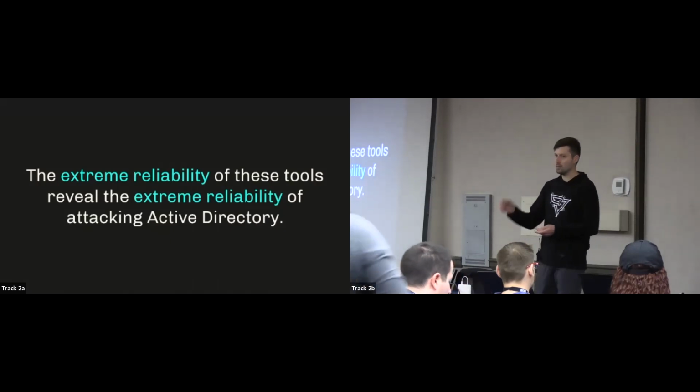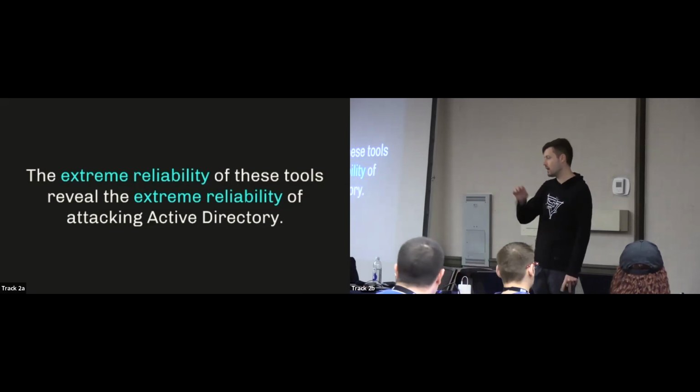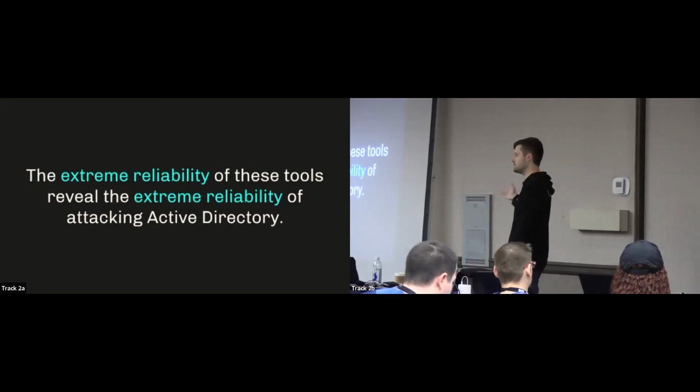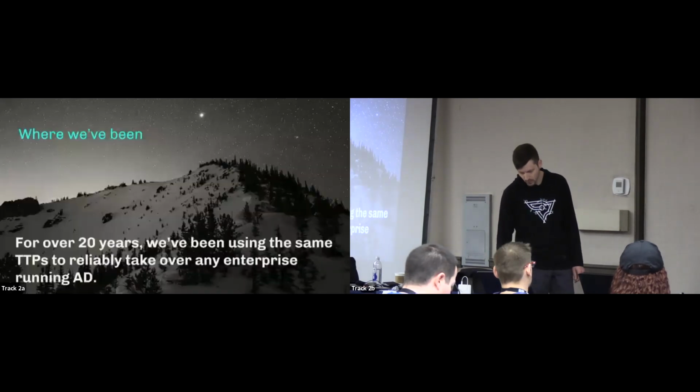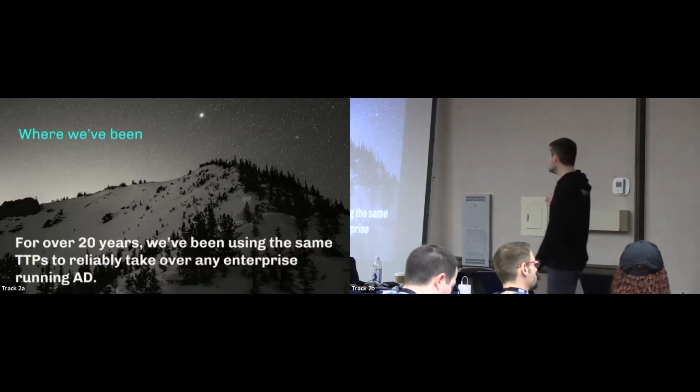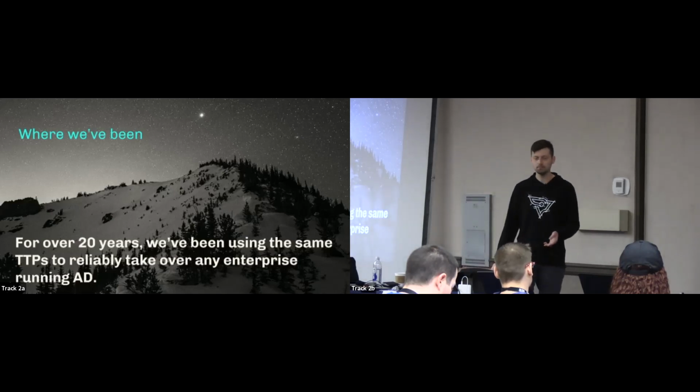So where we've been with AD, if things don't change, is where we will be in 10 or 15 or 20 years with AWS and Azure AD. So Amazon and Microsoft, they have not fixed these underlying issues with the fundamental building blocks of how RBAC works. In short, for over 20 years on the offensive side, we've been using the same TTPs to reliably take over any enterprise running Active Directory.